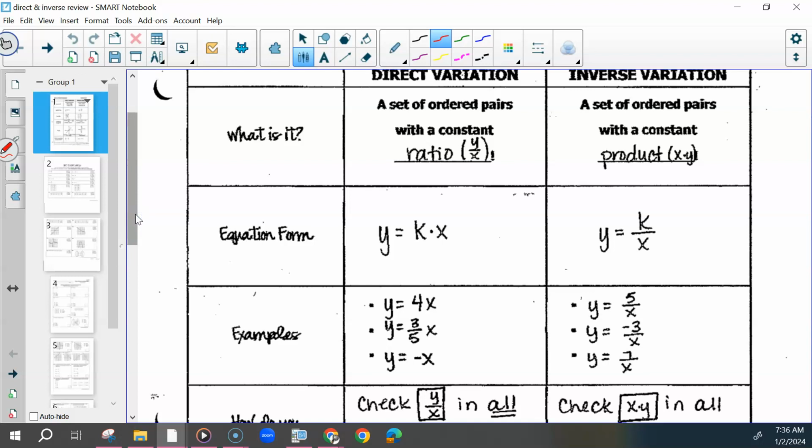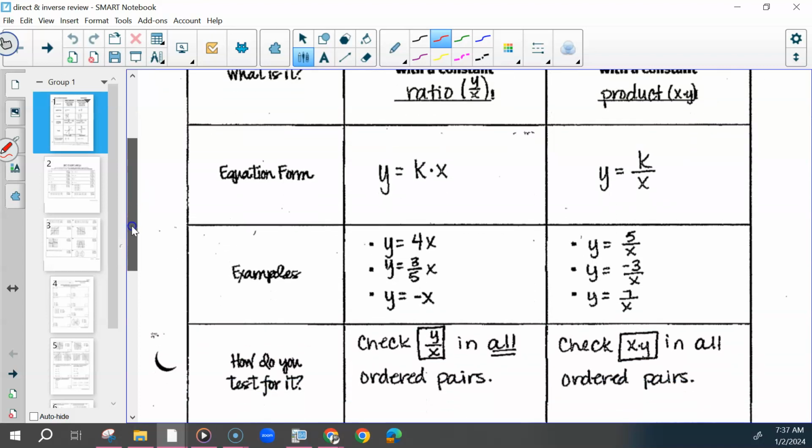Alright, so some reminders from when we were doing direct and inverse before break. Direct variation is a set of ordered pairs with a constant ratio, y divided by x. Inverse is a constant product, x times y or y times x, doesn't matter. The equation form for direct is y equals kx. Inverse is y equals k over x. There are some examples.